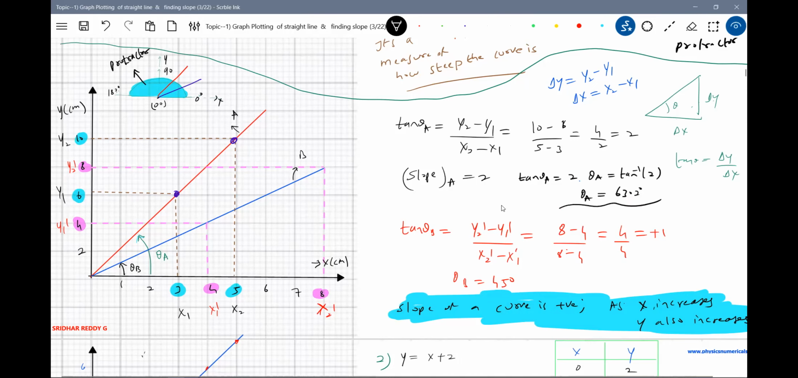Okay, there's an angle made by the straight line A with the x-axis, or with the horizontal. What is the slope of straight line A? It is 2. I think you make the observation; this is what we have concluded. Tan theta A, or you can also call it the slope.